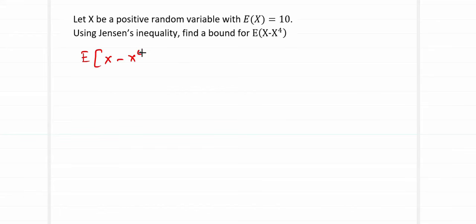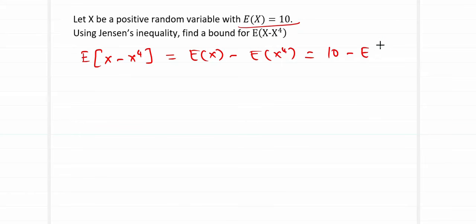X minus X power 4 is a linear operator, so I can write it as E of X minus E of X power 4. So this will become, E of X has been stated as 10, 10 minus E of X power 4. Now I can apply Jensen's for getting the bound. So if this is going to be greater than or equal to something, because E of f of X, the function required here is going to be X power 4.